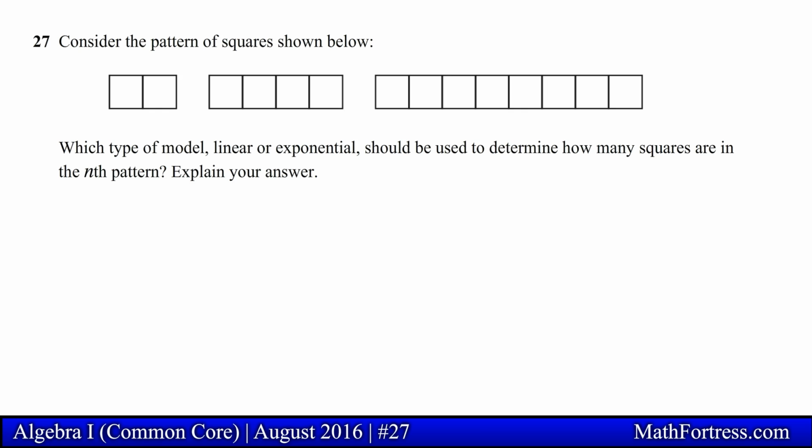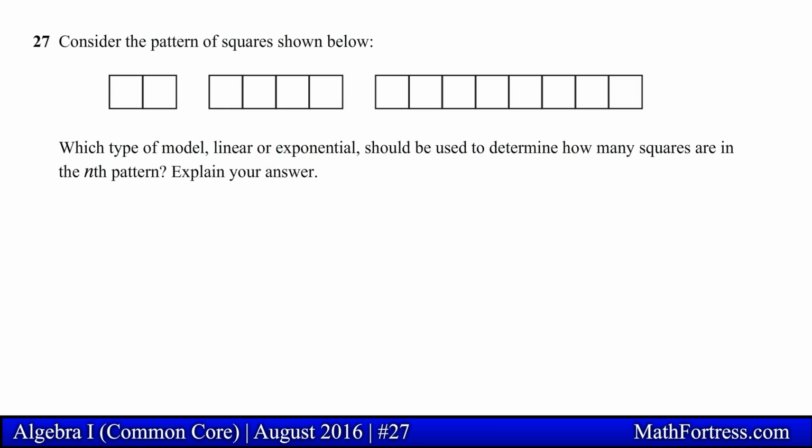Explain your answer. In this problem, we are provided with a series of squares that follow a predictable pattern. We need to determine the type of model, either linear or exponential, that can be used to predict the number of squares in the next iteration. We also need to explain our answer.